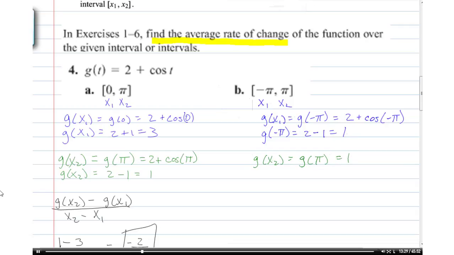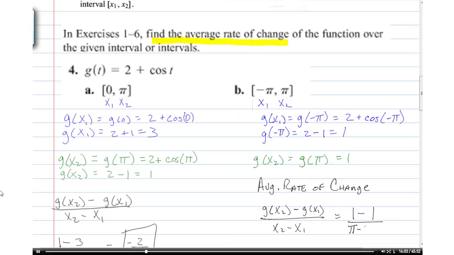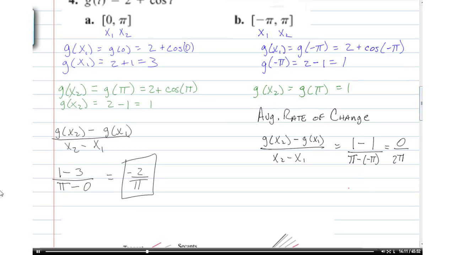So to get the formula for the average rate of change, we look at the change in the y values over the change in the x values. So that's g of x2 minus g of x1 all over x2 minus x1. What is g of x2? What is g of x1? All over pi minus a negative pi. So that's going to be 0 over 2 pi. So the whole thing is 0. What kind of line has a slope of 0? Horizontal. Horizontal line. That's going to become very important to us later on.